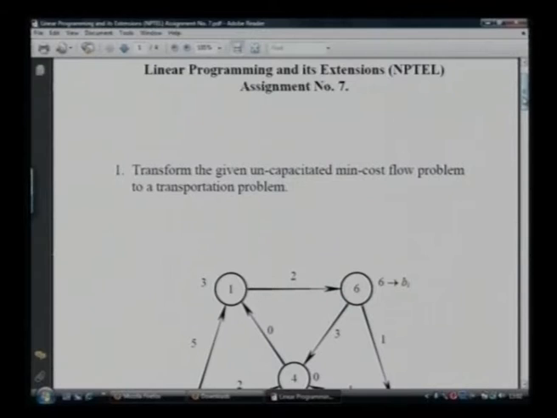So, I thought I will give you a few problems to work on the min cost flow problem. The first problem is an uncapacitated min cost flow problem, and you can easily transform it to a transportation problem. Remember, find the shortest path between every pair of supply node and demand point, and then you can solve it as a transportation problem. So, that is your first problem.